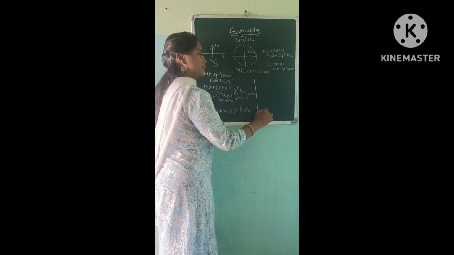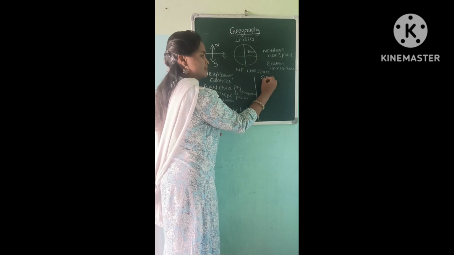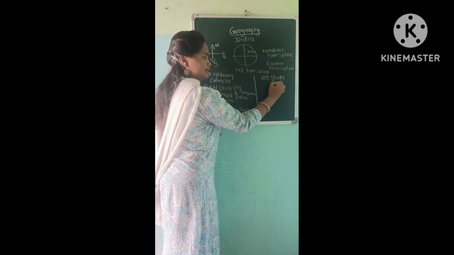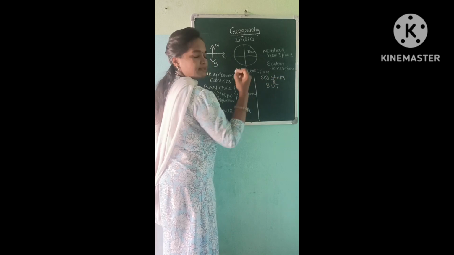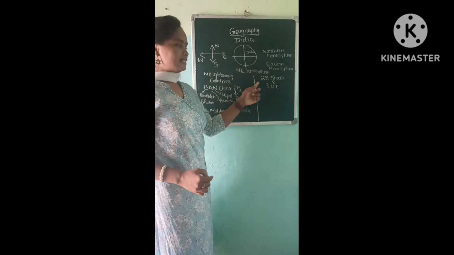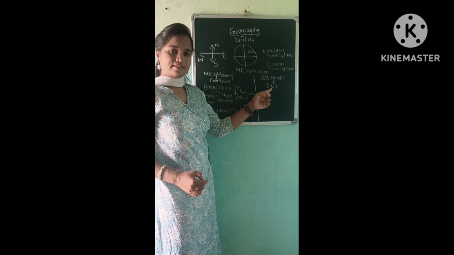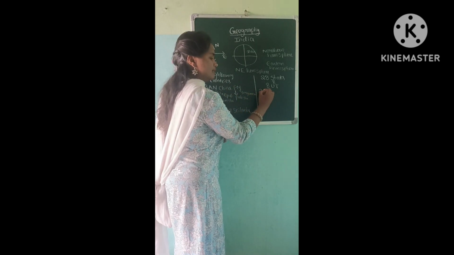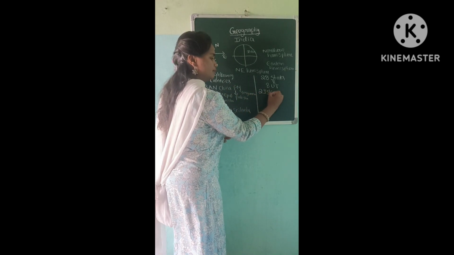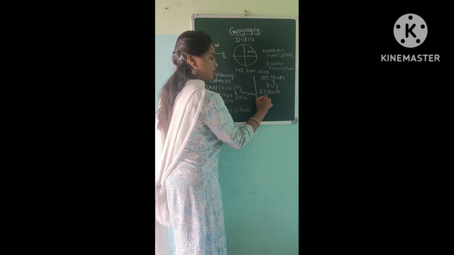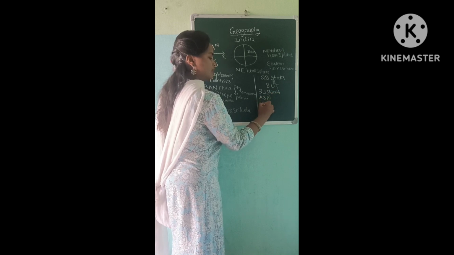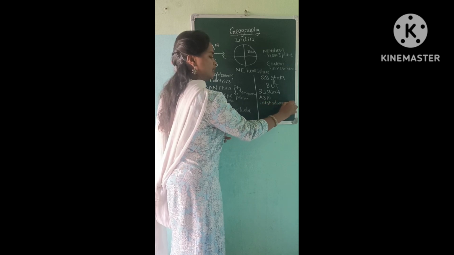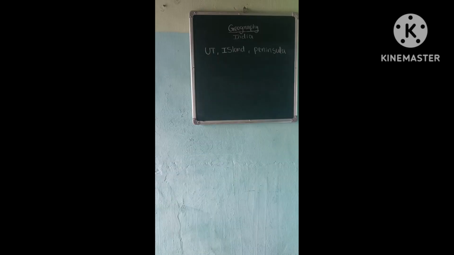We have how many states and union territories in India, you know? 28 states and 8 union territories. Okay. And in India, we have 2 islands. Those are Andaman and Nicobar Island, Lakshadweep. There are 2 islands. One is Andaman and Nicobar Island, the other one is Lakshadweep.